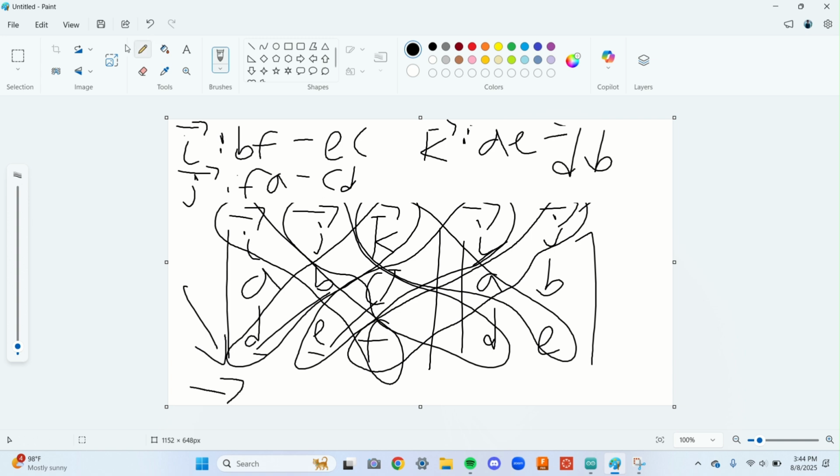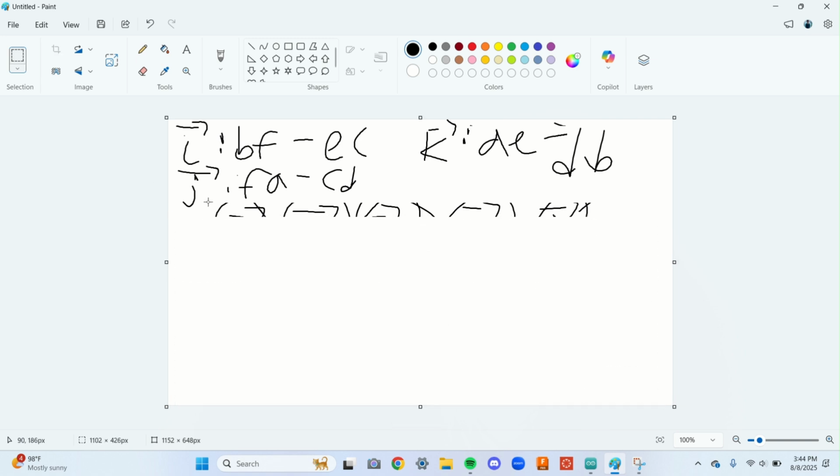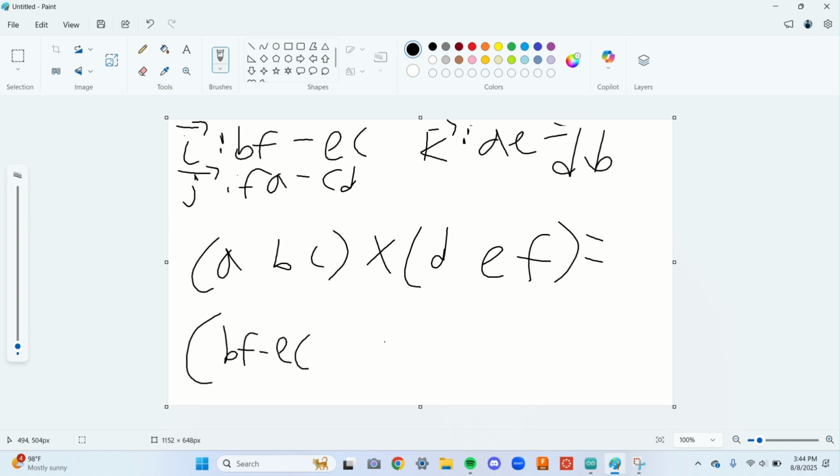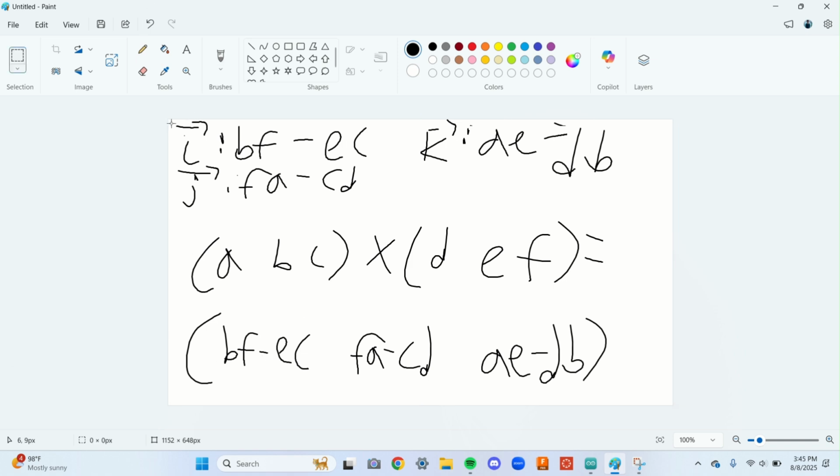Okay, so now that we have the i hat, j hat, and k hat components, or x, y, and z components, we can say the cross product of two vectors a, b, c and d, e, f gives us this new vector with x coordinate bf minus ec, y coordinate fa minus cd, and k or z component ae minus db. So pretty cool, right? You don't have to just memorize this formula. You can just kind of derive it on your own. So that's how we find the cross product.